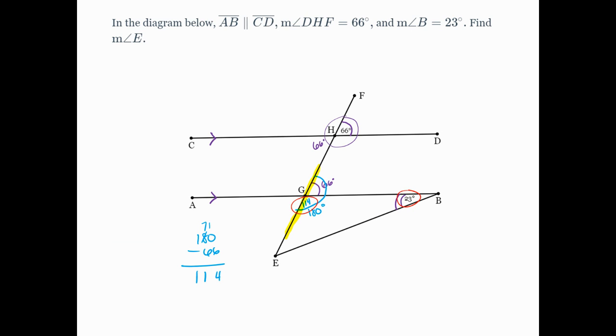I can take those 2 angles and add them up, 114 and 23. Those are the ones I know I have and I've used up. So when I add those, I get 137 degrees. Ooh, look, 37. Then I'm going to subtract that from 180 to find out what is left over. And I get 43 degrees. So the measure of angle E is 43 degrees.